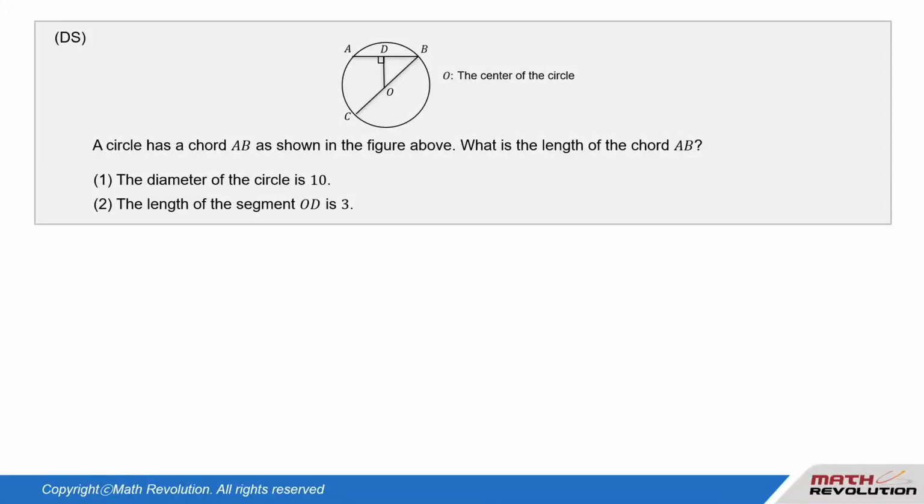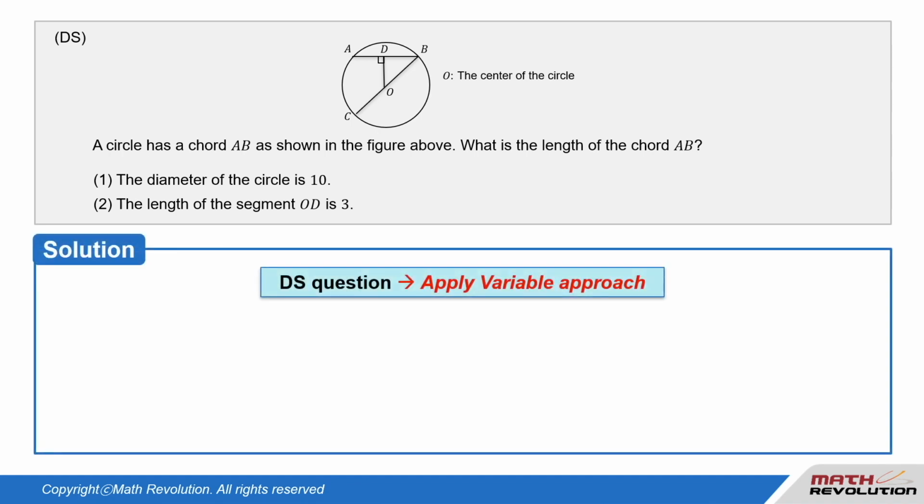Question. DS. A circle has a chord AB as shown in the figure above. What is the length of the chord AB? Condition 1. The diameter of the circle is 10. Condition 2. The length of the segment OD is 3.